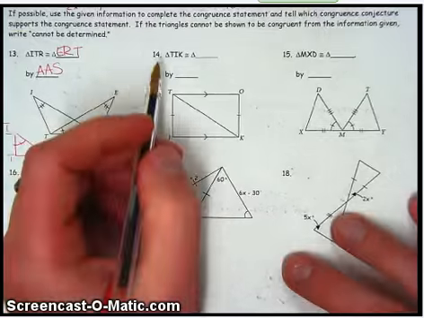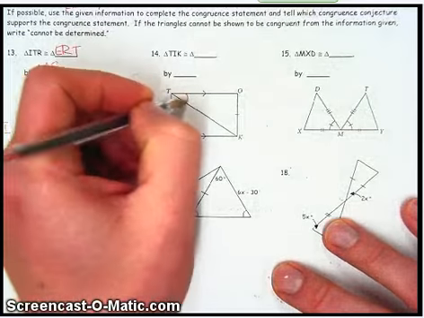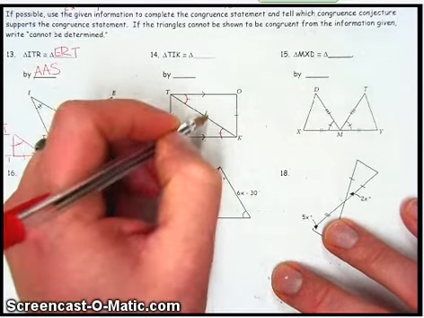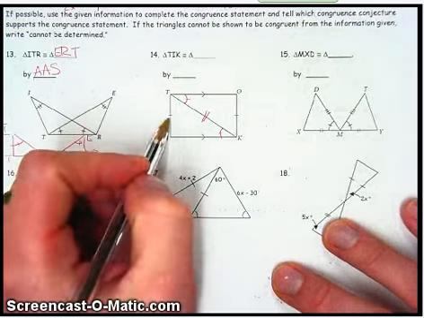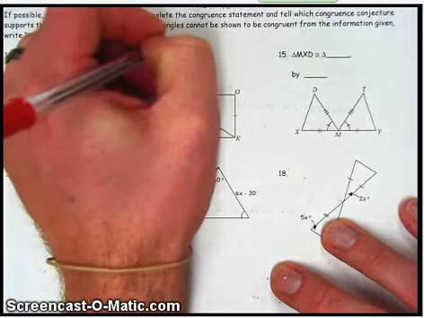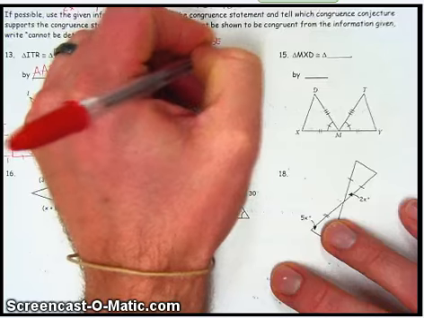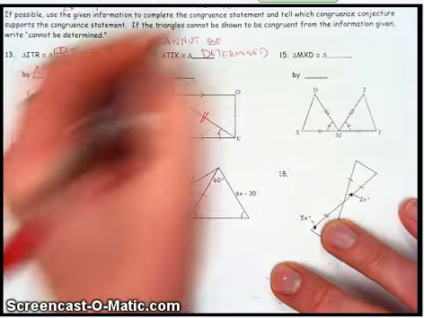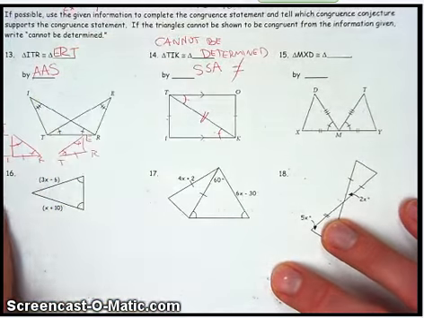Okay, number 14. All right, so I've got these two as being parallel, so I know that this angle is equal to that angle, and I know that these sides are the same. Well, if I look, this is my side, angle. So they're not congruent. So this cannot be determined, because side, side, angle is not one of our congruence conjectures.